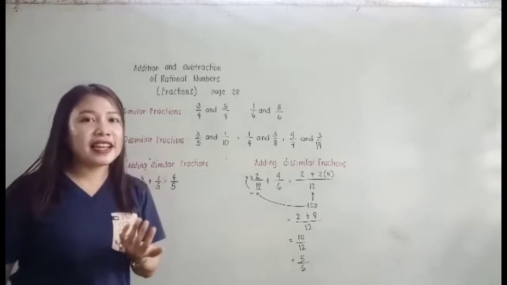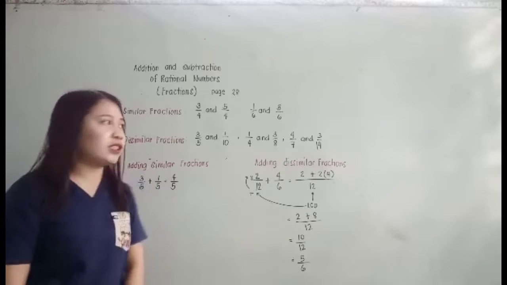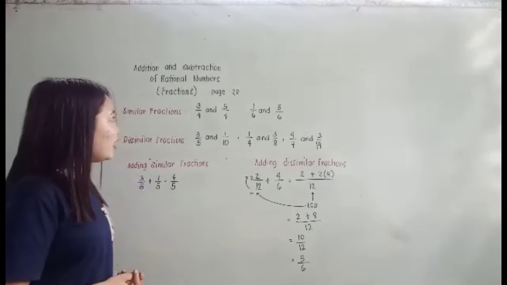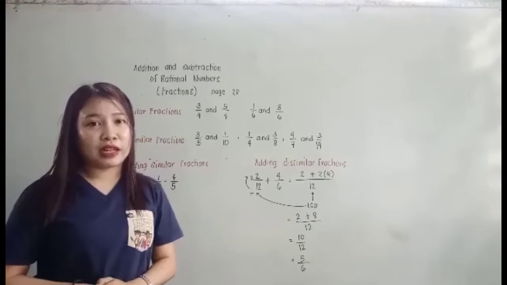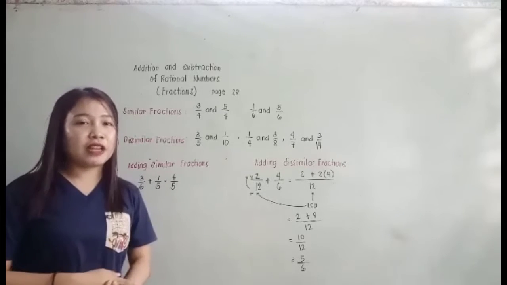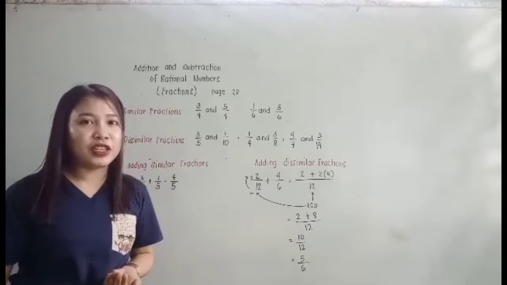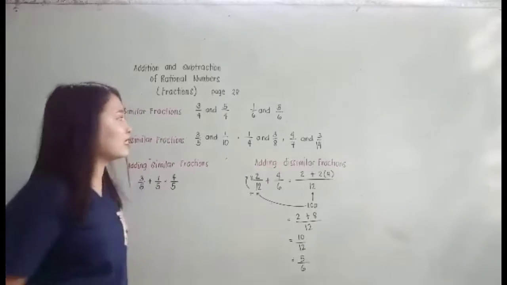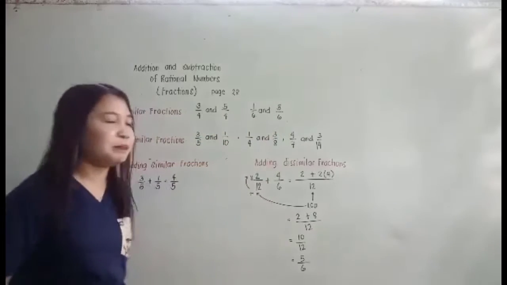Okay, so kailangan natin malaman kung ano ba yung tinatawag na similar fractions and dissimilar fractions. So, as you can see in our module on page 28, makikita natin doon yung mga examples and steps kung paano tayo mag-add at magsusubtract ng mga fractions. So, ang examples ng similar fractions ay 3/4 and 5/4. Okay, so malalaman nyo na ang fractions ay similar kung ang denominator nila ay magkaparehas. Okay, and another example is 1/6 and 5/6.